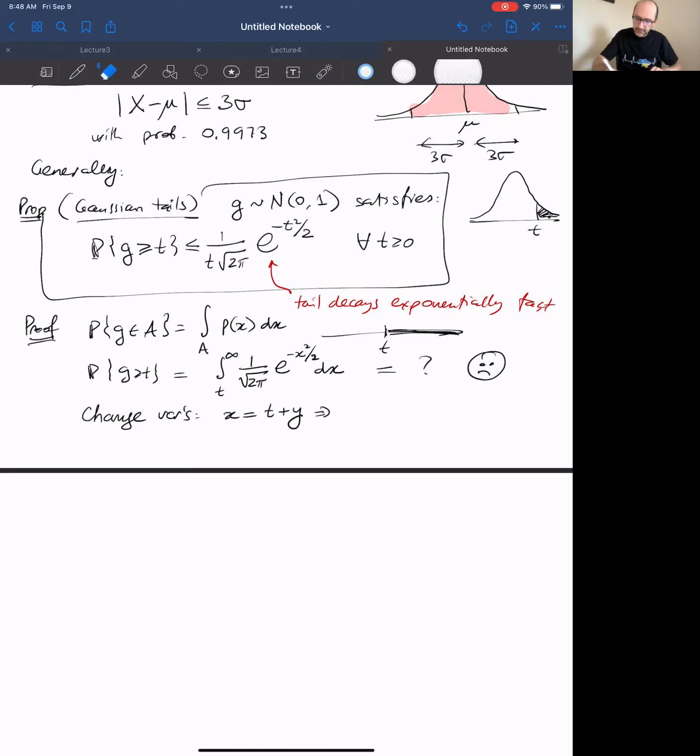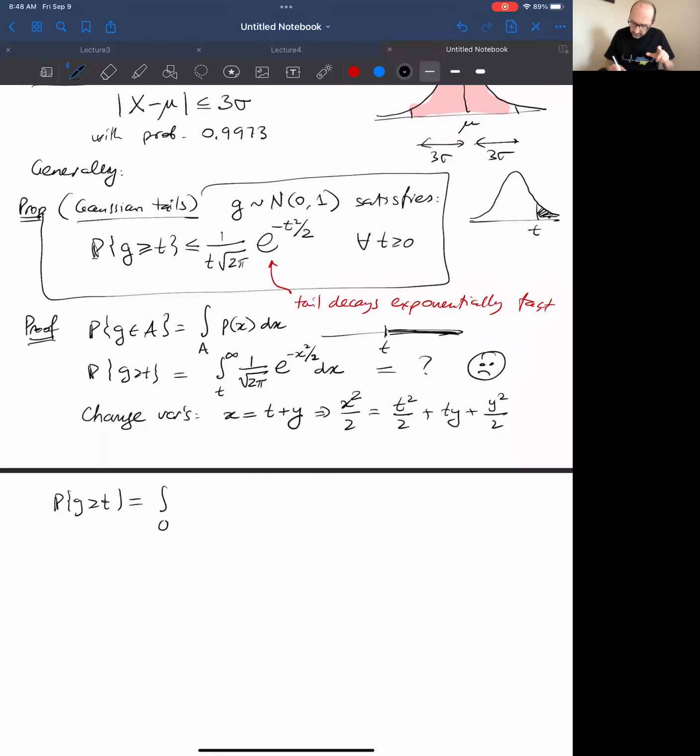So we will have x squared over 2. What's x squared over 2 in the exponent? If I square the sum, I will get t squared over 2 plus 2ty divided by 2 plus y squared over 2. Okay, let's substitute. All right, so I changed variables.